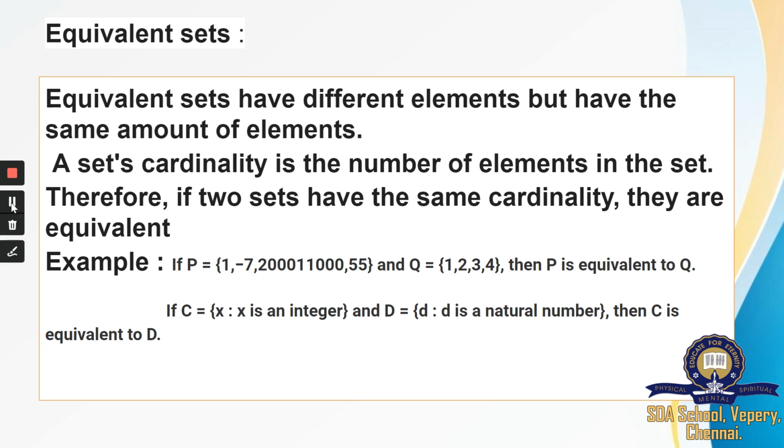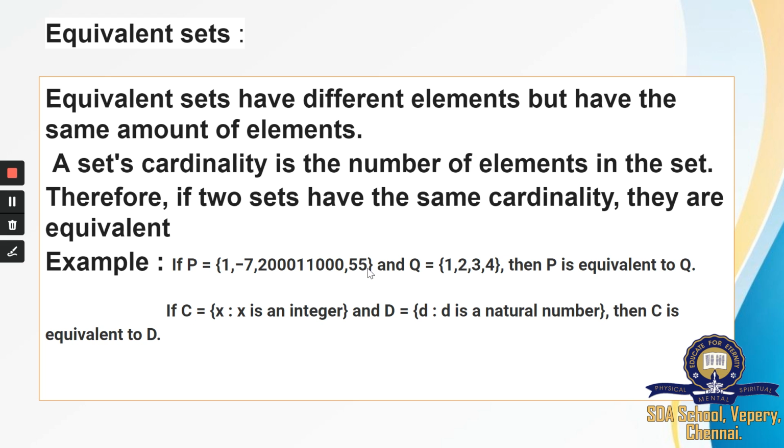Equivalent sets have different elements, but they have the same number of elements. So what do I mean by saying this? They have the same cardinality. Cardinality is nothing but the number of elements in the set. So if you take, for example, P is a set which consists of how many elements? Let us count: 1, 2, 3 and 4.